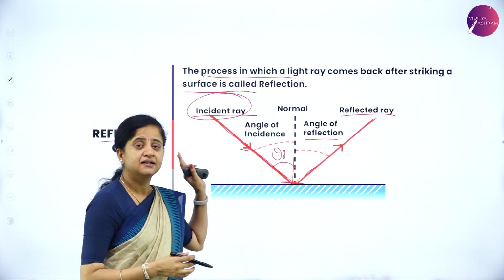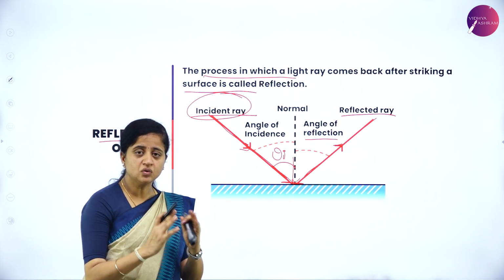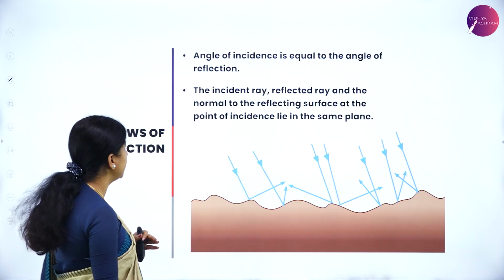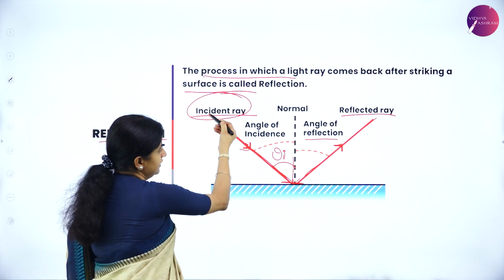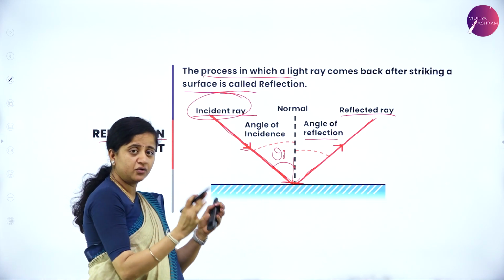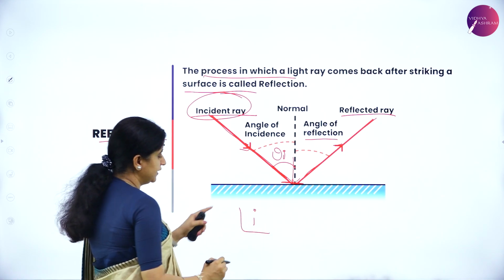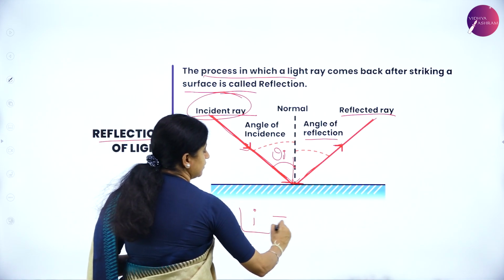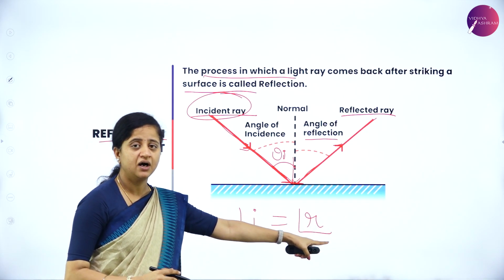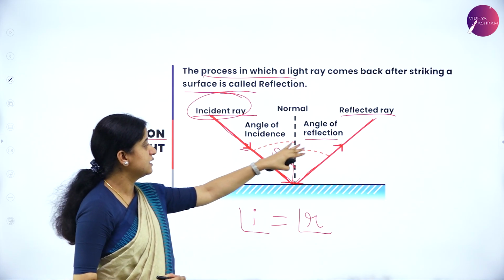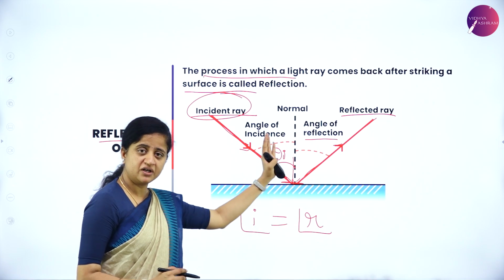Now based on the phenomena of reflection, we have two laws of reflection to understand. The first law is, you can observe here, the angle of incidence. You got to know what is an angle of incidence now. So the angle of incidence, I'll call it as angle i, is equal to angle of reflection, that is angle r. So angle of incidence is equal to angle of reflection since it is divided with the help of a normal.